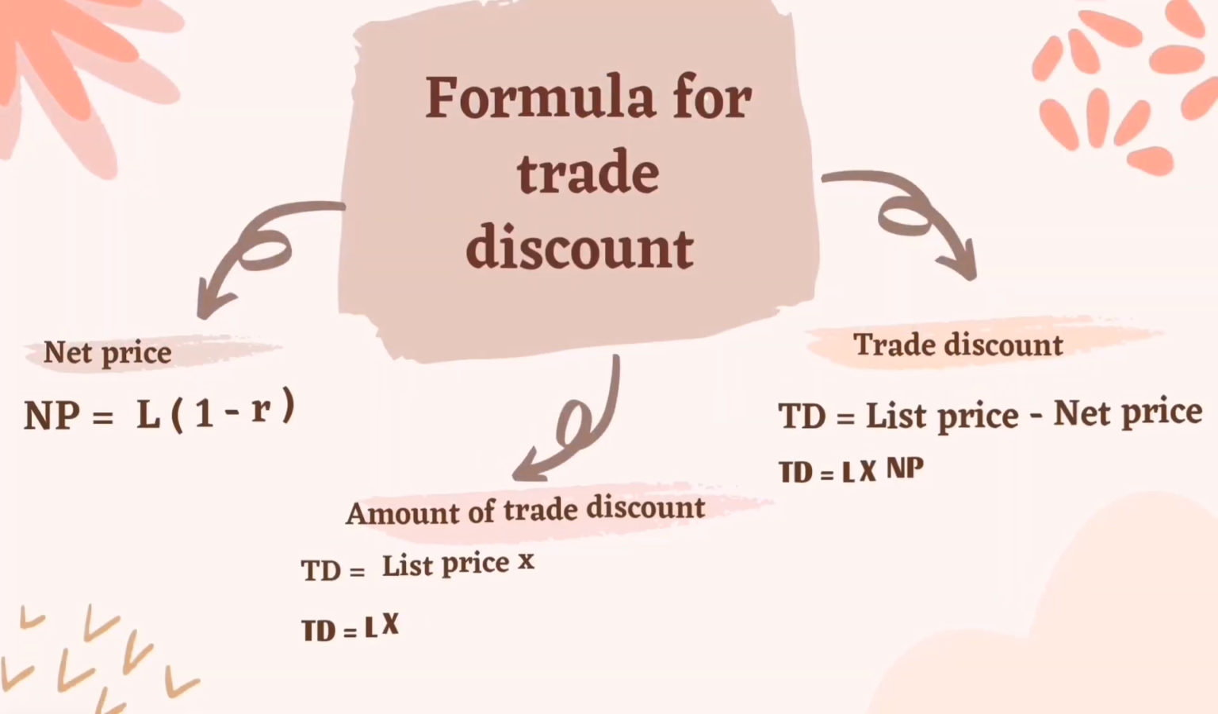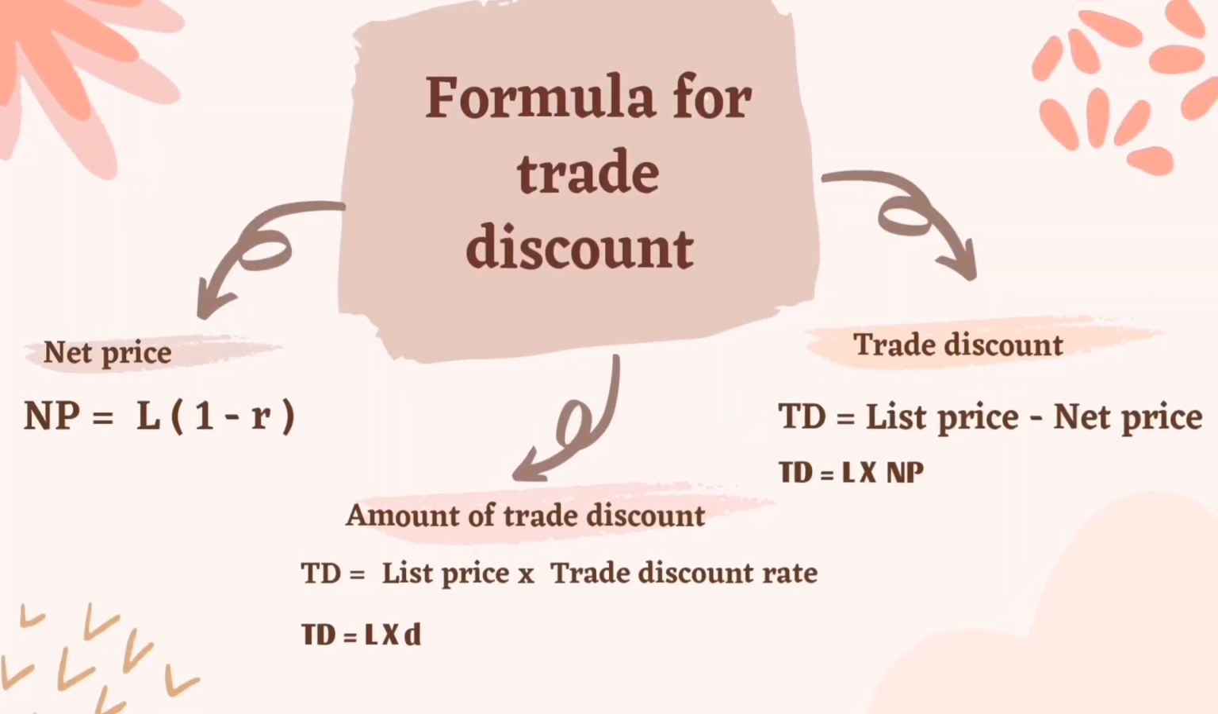Next, there are three types of formula for trade discount, which are net price, amount of trade discount, and trade discount rate. For the net price formula, net price equals L in bracket 1 minus R. The second one is the amount of trade discount, so TD equals list price multiplied by trade discount rate. In short, TD equals L multiply T. Last but not least is trade discount: TD equals list price minus net price. So it would be TD equals L minus NP.